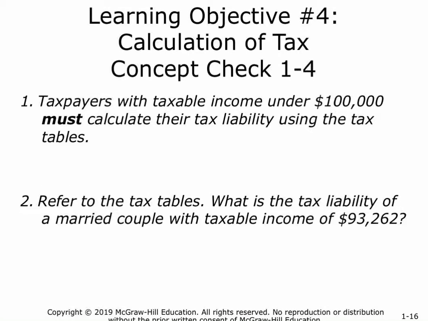So with the first concept check here, we have: taxpayers with taxable income under $100,000 must calculate their tax liability using the tax tables, and we know that's true. Referring to those tax tables, what is the tax liability of a married couple with taxable income of $93,262? So we would look on page D12 of the text, which is in Appendix D, and find the amount between $93,250 and $93,300, and then slide over to married filing jointly, and we can see that the amount is listed as $12,400.